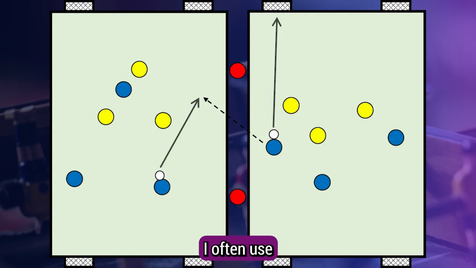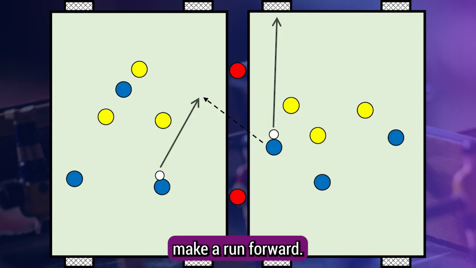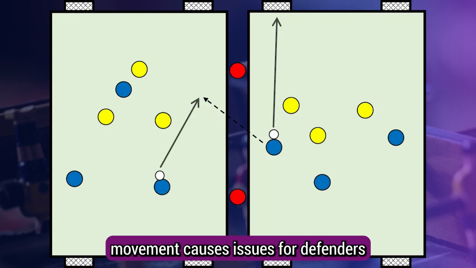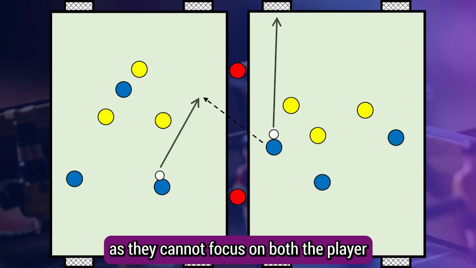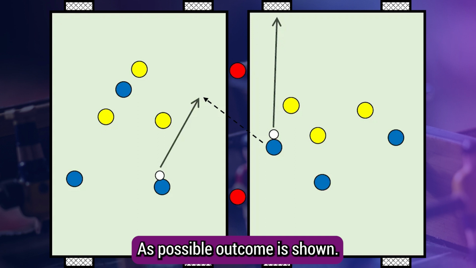A coaching point I often use in bigger spaces is: if you pass sideways or backwards, make a run forward. This counter movement causes issues for defenders, as they cannot focus on both the player and the ball, and must decide whether to step forward or track the player. A possible outcome is shown.